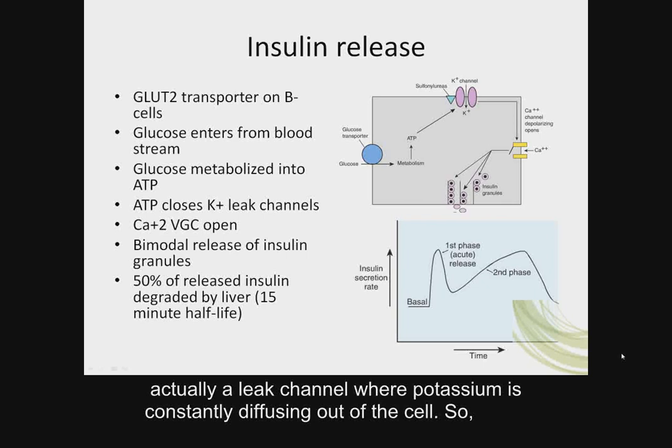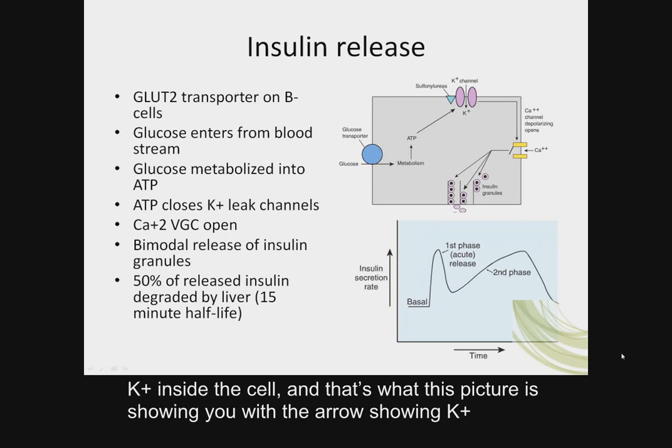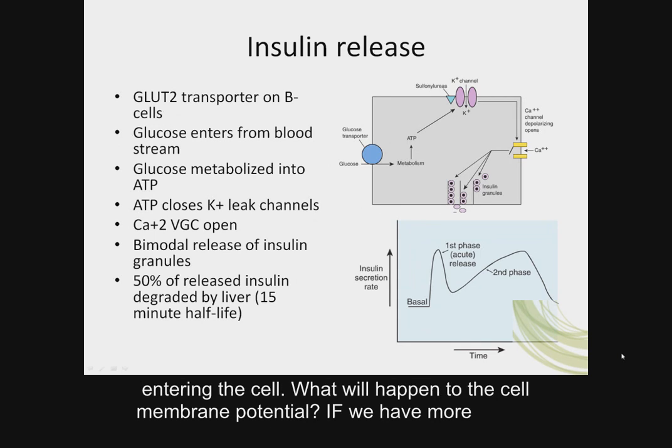It's actually a leak channel where potassium is constantly diffusing out of the cell. So the ATP phosphorylates it, and this traps potassium in the cell. It's going to favor the net gain of potassium inside the cell. And that's what this picture is showing you with the arrow showing potassium entering the cell.